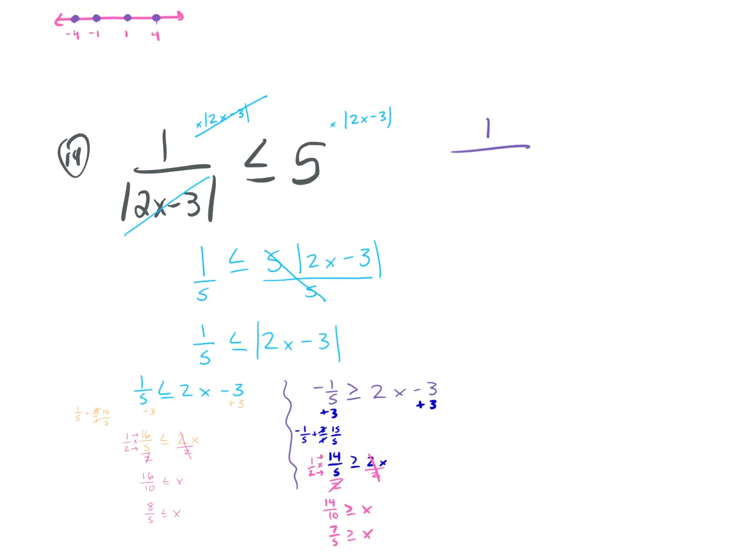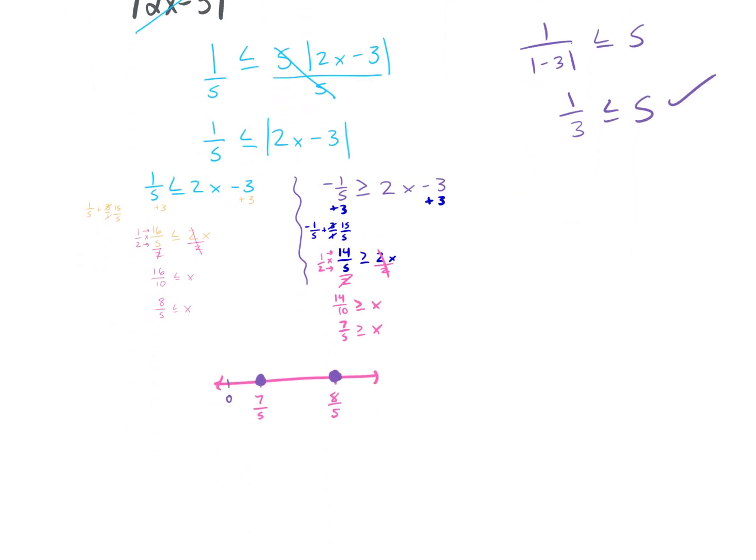So we have 1 over the absolute value of 2 times 0 minus 3 is less than or equal to 5. So 1 over the absolute value of negative 3. What's the absolute value of negative 3? 3. So 1/3 is less than or equal to 5. That is true. 1/3 is less than 5. So where am I going to shade?